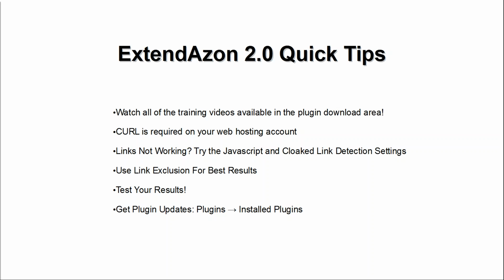And this is done through the WordPress dashboard, just like you would any normal free WordPress plugin. Just simply go to the plugins, installed plugins page, and where you see ExtendAzon listed there, it'll notify you when an update is available. And then you just click on the Update Now link, and it'll process that all for you.